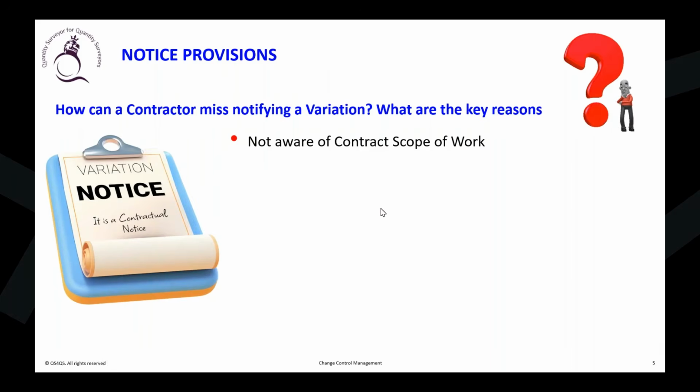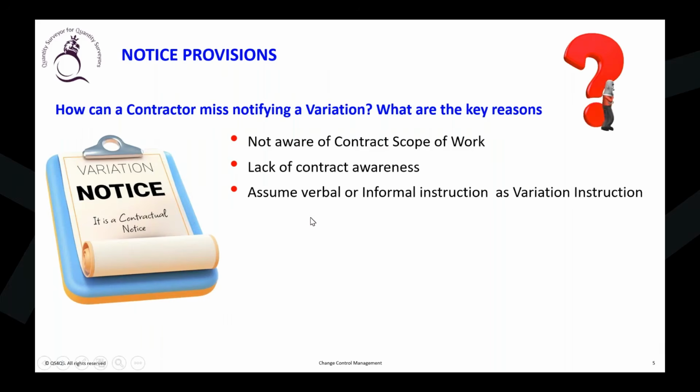Since you have no idea about the works, you don't know what is the original scope of work and what is the additional scope of work or variation. Therefore, you didn't give the notice for the variation. Another thing is you don't know your contractual provision. You didn't go through the contract procedure. You don't know the terms and conditions, the deadline for the notifications. So therefore, you didn't give the notice.